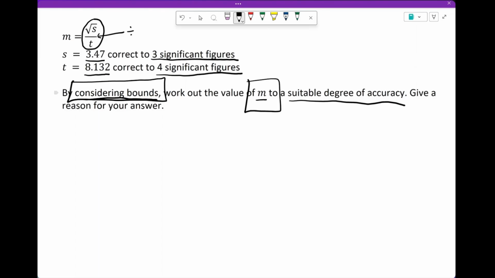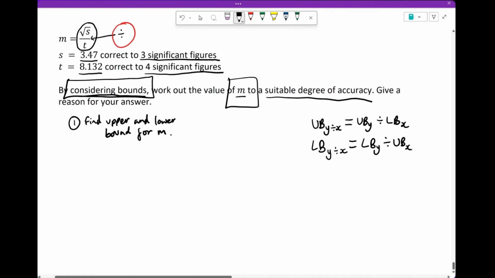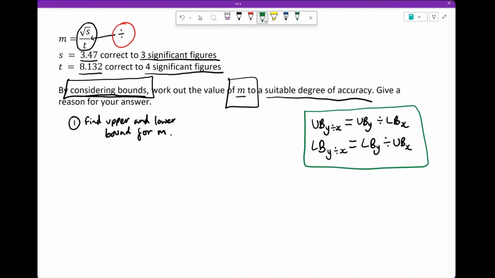So we're going to start by trying to find the upper and lower bound of m. So step one is find upper and lower bound for m. So to do that, we have to consider where does m come from? Well, it's the division calculation up here. So what we're going to need is our rules for division when we're considering bounds. So I've got the rules written over here, but before we do that, we have to consider the values that m depends on, so s and t, and find their error intervals.